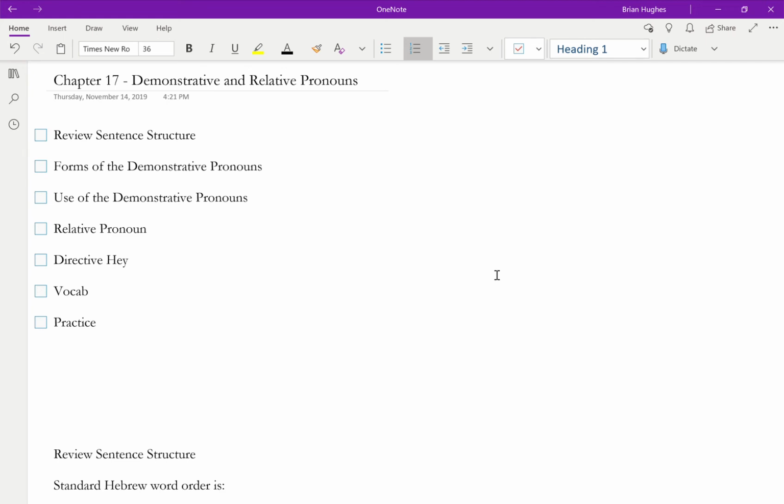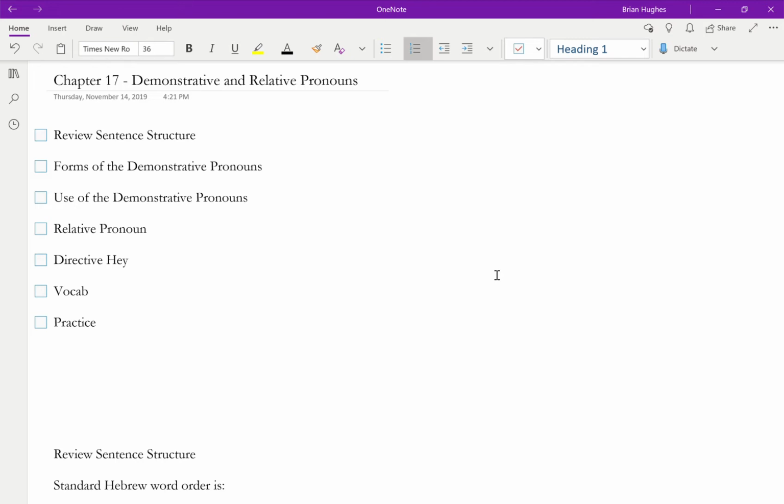All right, in this chapter, chapter 17, we're going to get into some fun stuff: demonstrative and relative pronouns. These are used a fair amount in a lot of narrative texts like Genesis. Deuteronomy has them all over the place. So it's going to unlock more of the text for us, and I'm going to be able to start drawing from actual verses of the Old Testament for some of your practice now.